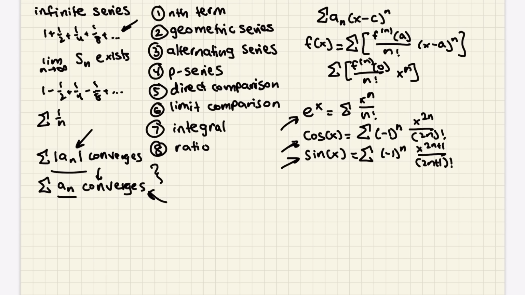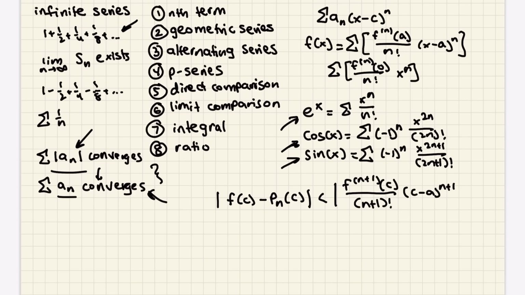Okay, so yeah, alternating series error bound. So if you have a function f, the actual value of f of c minus the Taylor polynomial at c, the absolute value of that's just going to be the error. The maximum value of that error is going to be equal to the absolute value of the n plus first derivative at c over n plus 1 factorial times c minus a to the power of n plus 1. And so a is where you're centering the Taylor series around, or Taylor polynomial.